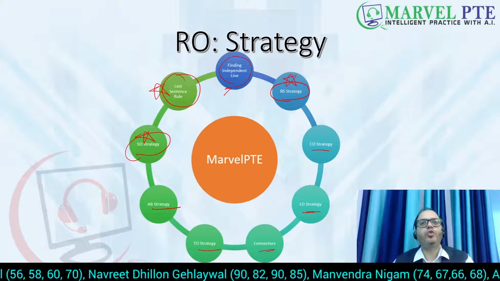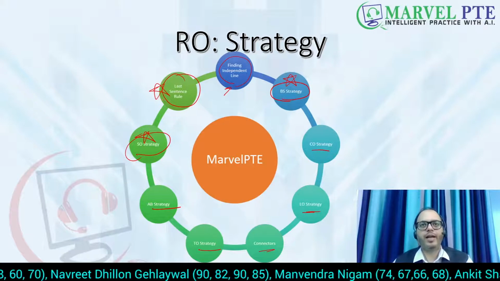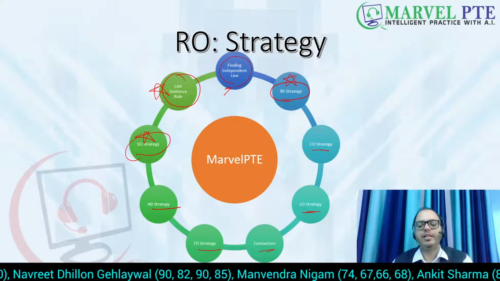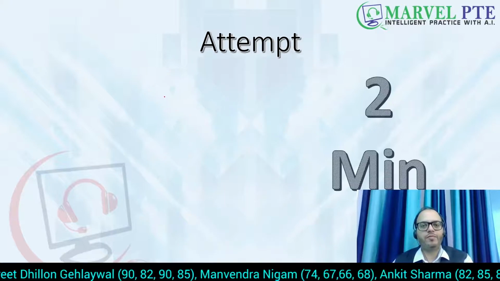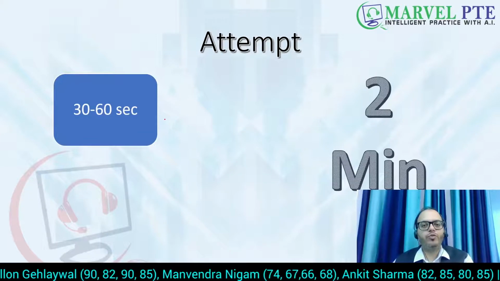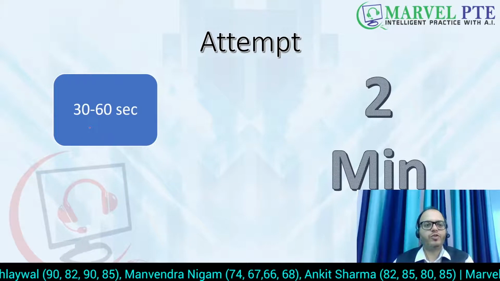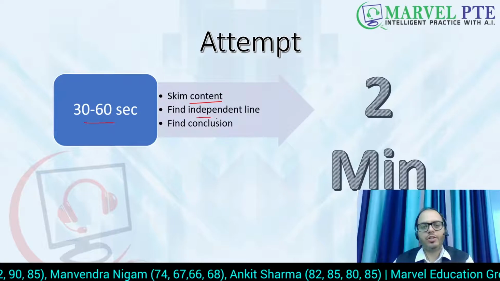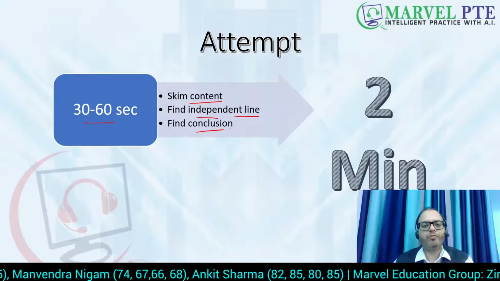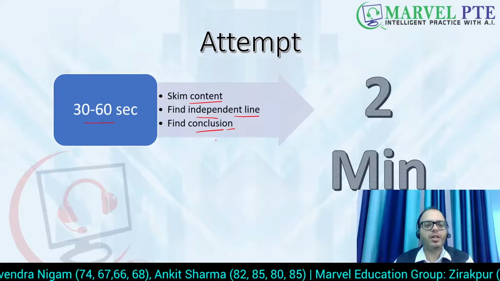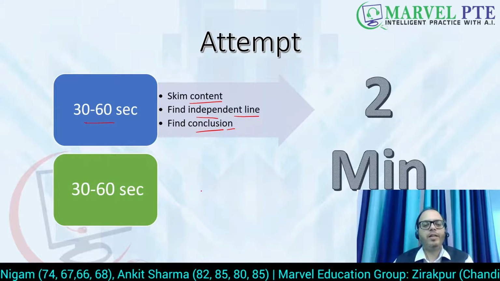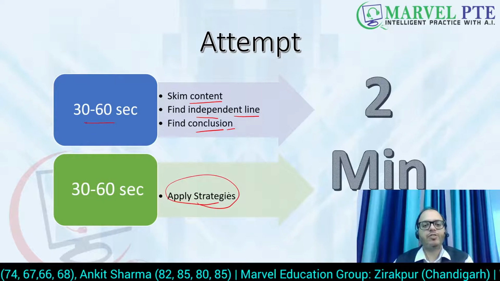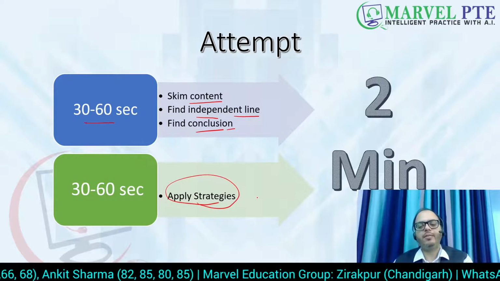So you see, if you know these strategies, if you know how to apply these strategies, you can easily crack your reorder paragraphs. Always remember, you have 2 minutes to solve your reorder paragraph. So in first 30 to 60 seconds, we are going to skim the content, try to find the independent line, and if possible, find conclusion lines. And in the remaining 1 minute or 30 seconds, apply our strategies so that you can make pairs.